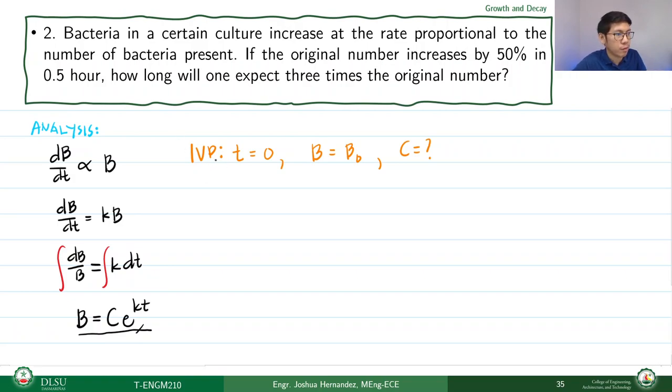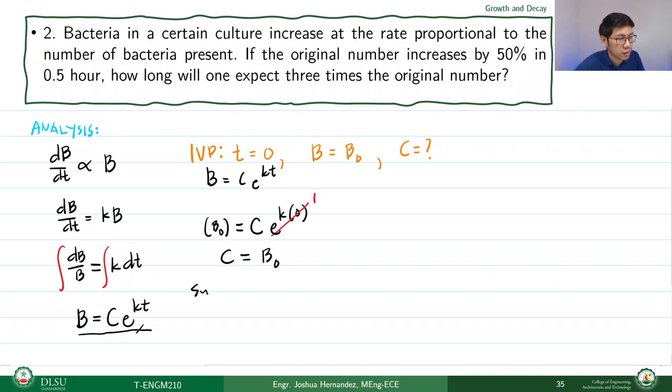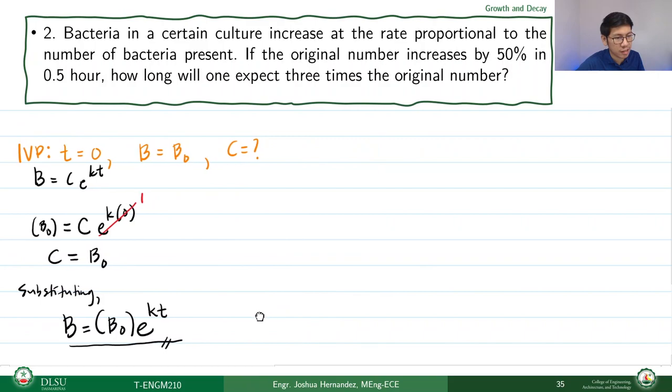And we'll have, well, from B equals C e raised to KT, magkakaroon tayo ng B naught equals C, and then e raised to K, and then 0. And we know e raised to 0 is 1. So, magkakaroon tayo ng C is equal to B naught, right? So, substituting, ma-identify na natin si C, and that is B equals B naught e raised to K, of course, and then T. This is our second working equation. Pero meron pa rin tayong arbitrary constant, K, and we need to find that out, what K is.